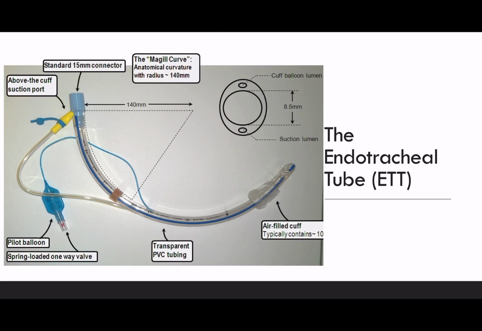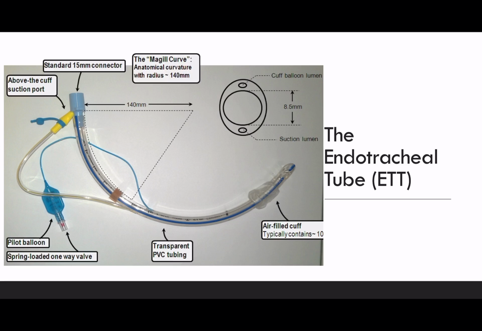Now, the way in which you blow up the cuff is by something called the pilot balloon, and you see that as that blue line that you can see with a one-way spring-loaded valve. You can blow this balloon up by using a 10 ml syringe, and usually between 10 and 20 mls of air is enough to blow up this cuff.